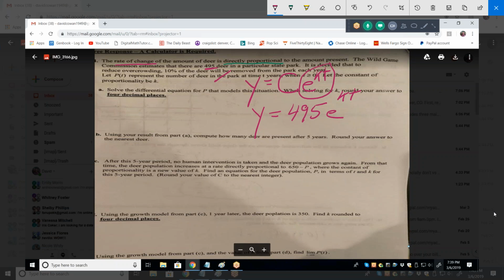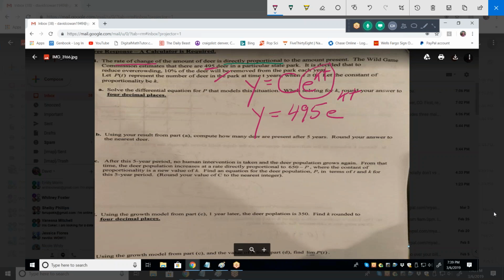It is decided to reduce overcrowding. 10% of the deer will be removed from the park each year. What does that make K? 0.15 or 0.10? Negative 0.1. In other words, K, this is a decaying exponential function.